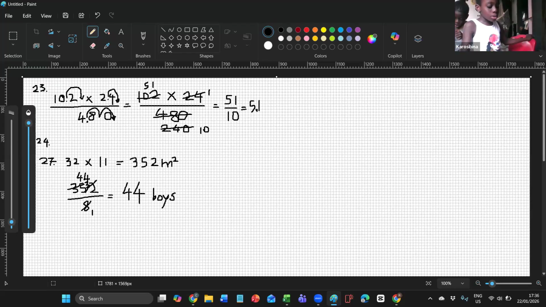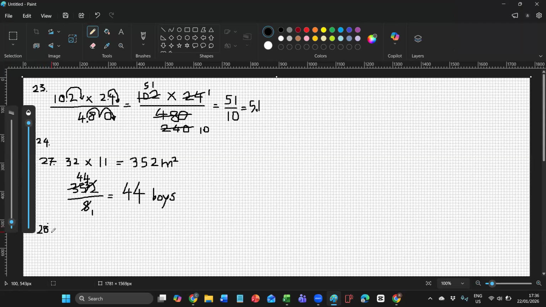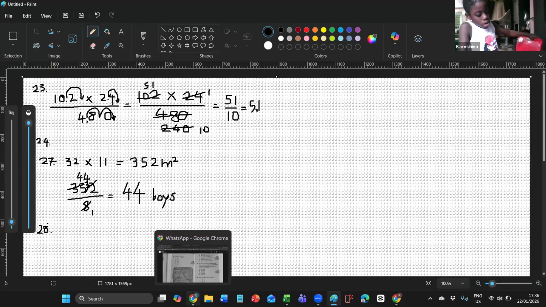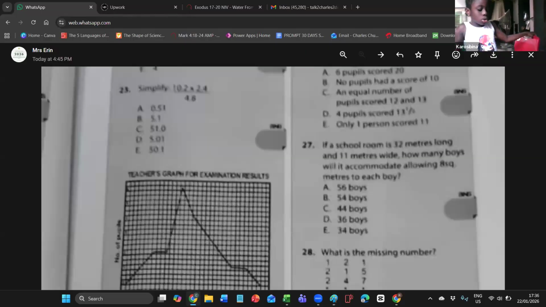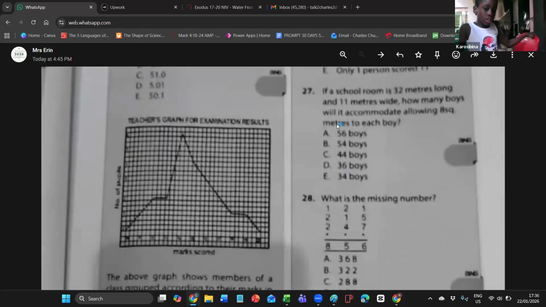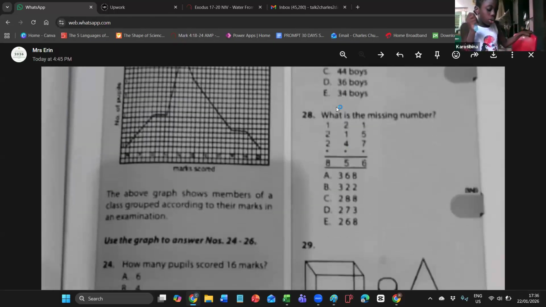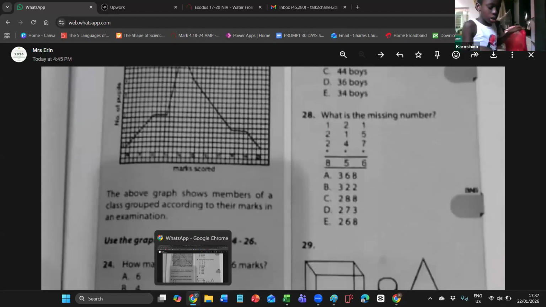21 times 1, 21, 21 times 2, 42, 21 times 3, 63, 21 times 4, 84, 21 times 5, 105, 21 times 6, 126, 21 times 7, 147, 21 times 8, 168, 21 times 9, 189, 21 times 10, 210, 21 times 11, 231, 21 times 12, 252, 21 times 13, 273, 21 times 14, 294, 21 times 15, 315.